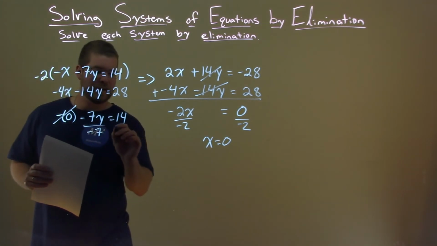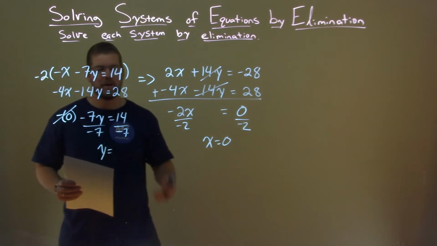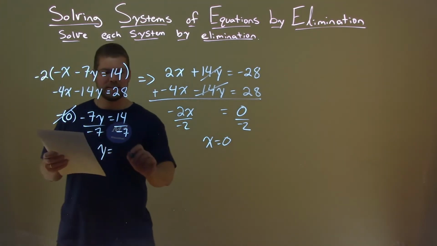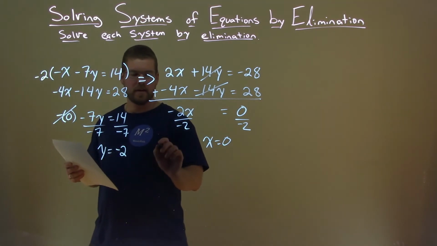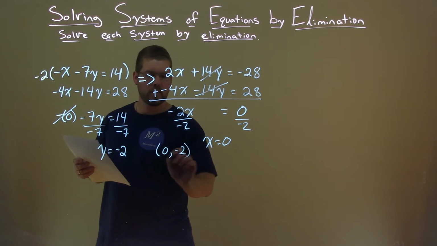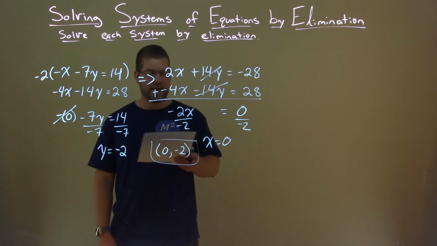Divide both sides by negative 7. That's the opposite of multiplication. y is by itself, and 14 divided by negative 7 is a negative 2. And so now we're left with x is 0, y is negative 2. Let's write that as a coordinate point. And there is our final answer, 0, negative 2.